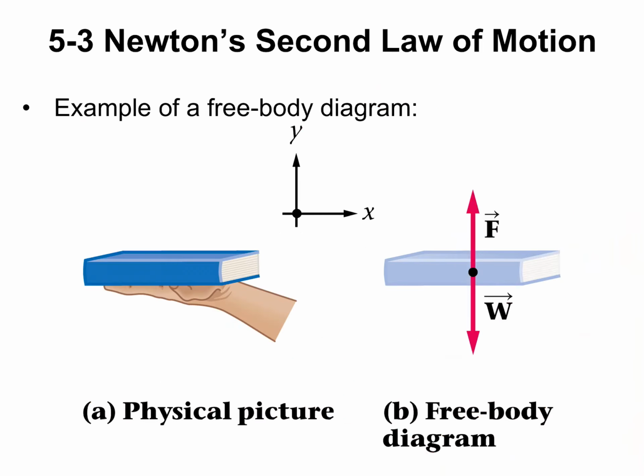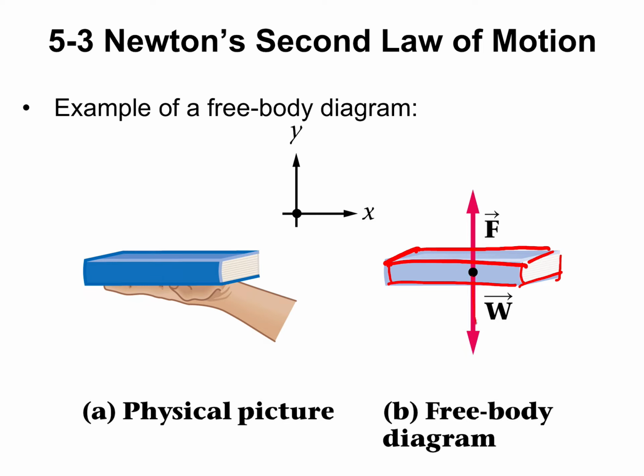Well, let's see an example of a free body diagram. If there's a book in your hands, what is the free body diagram of the book? What you do here is you isolate the book out of its environment. So you take the book out, and here's the book, and then you sketch all the forces on this book.